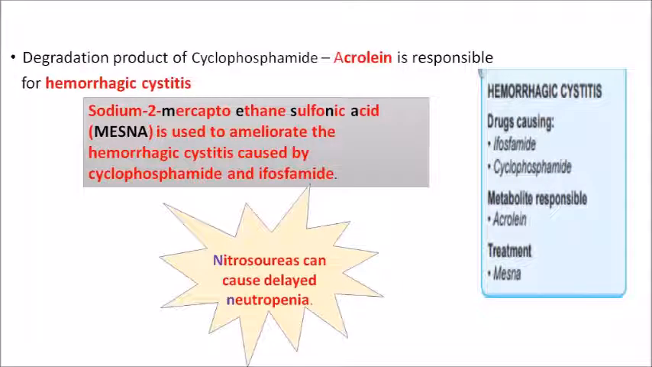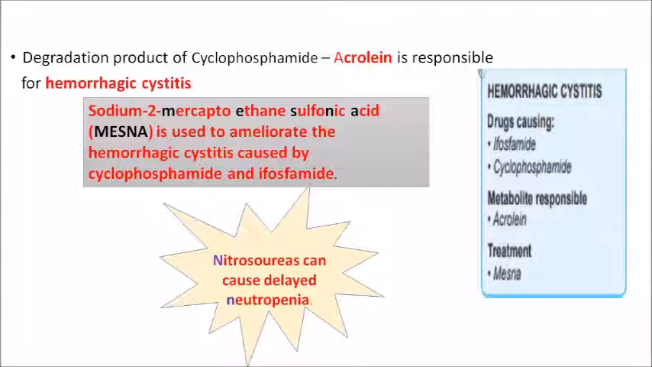About hemorrhagic cystitis, the degradation product of cyclophosphamide, acrolein, is responsible for the hemorrhagic cystitis. This is also an important question. What causes hemorrhagic cystitis? The product of cyclophosphamide or ifosfamide, acrolein, is causing this. What is used to treat this hemorrhagic cystitis? It is MESNA, that is sodium 2-mercaptoethane sulfonic acid, denoted using the acronym MESNA. It is used to treat this hemorrhagic cystitis. Hemorrhagic cystitis is an inflammation of the bladder and there will be hematuria.